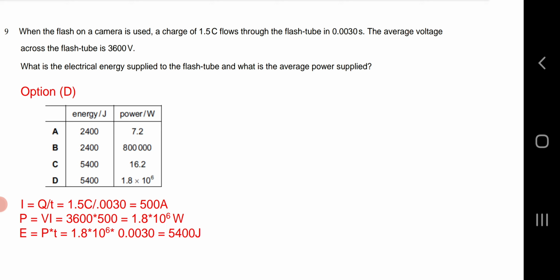Next, find the power. Power is voltage multiplied with the current, and the power is 1.8 into 10 to the power 6 watt. Finally, find the energy. Energy is power multiplied with the time. So we know the time and we have calculated the value of the power. Multiply these two values and the energy is 5400 joules. Option D.